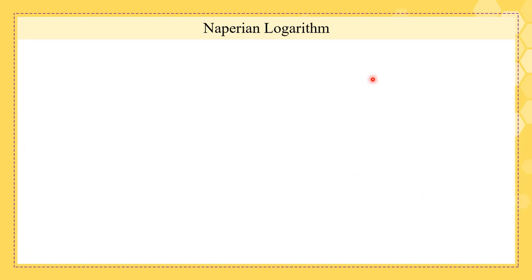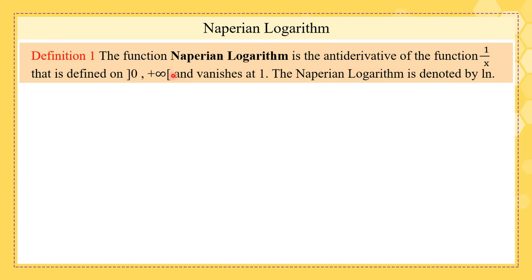Now let's talk about the Neperian logarithm. The function Neperian logarithm is the antiderivative of the function 1 over x. Means that it's the integral of 1 over x dx that is defined on 0 plus infinity, and it vanishes at 1. So f of 1 is 0. The Neperian logarithm is denoted by small l, small n, and it's read as ln.